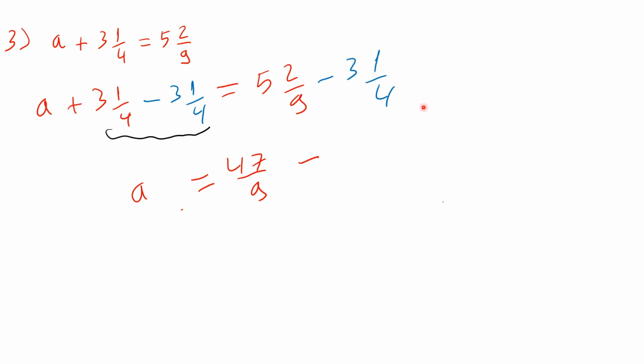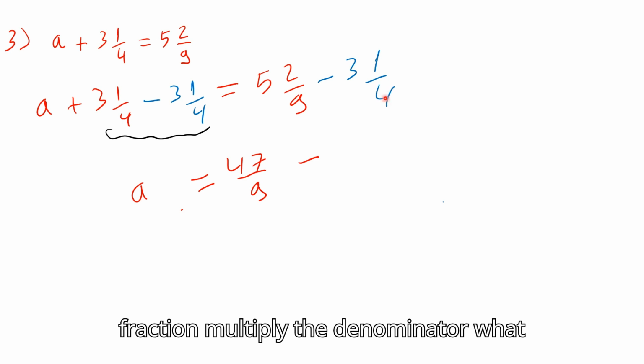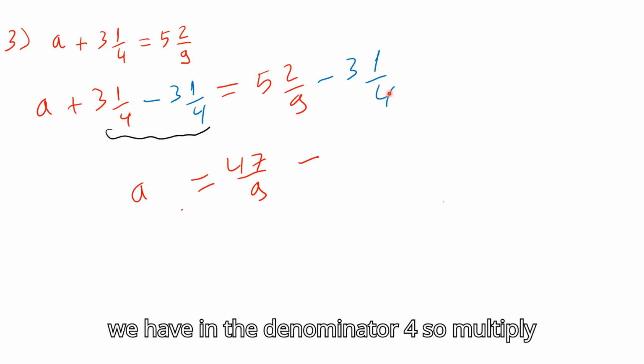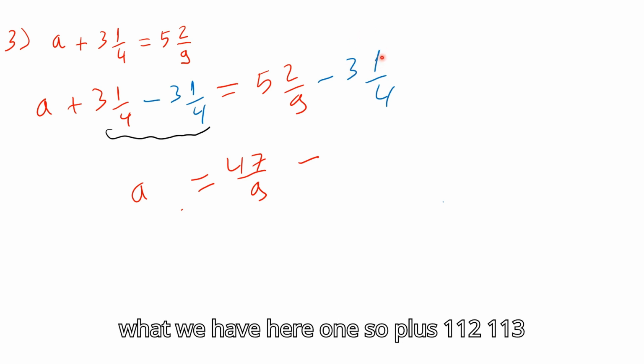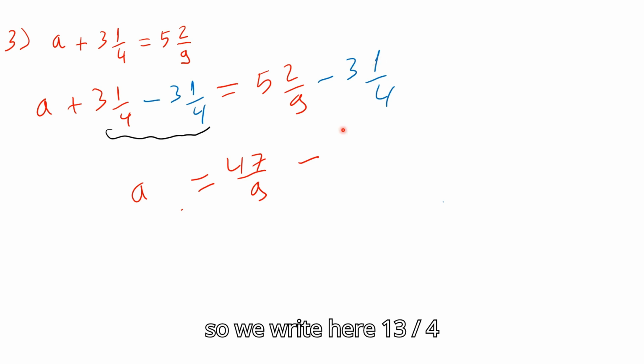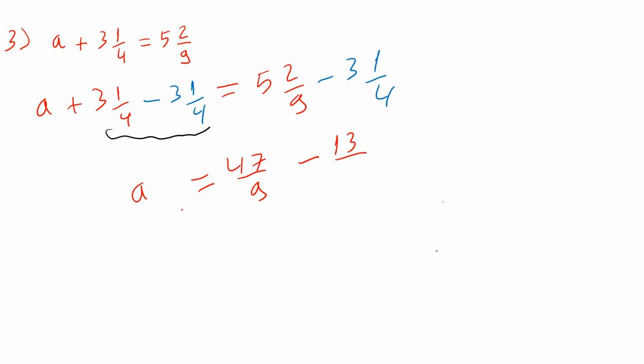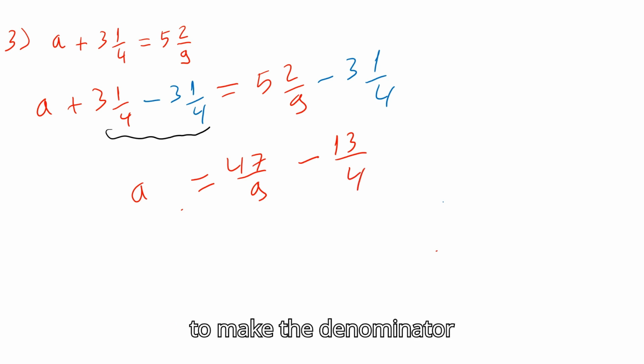To convert it to a fraction, multiply by the denominator. What we have in the denominator is 4. So multiply 4 by 3, 12, plus this number we have here, 1. So plus 1, 12 plus 1 is 13. So we write here 13 over 4.